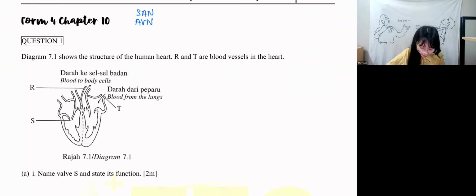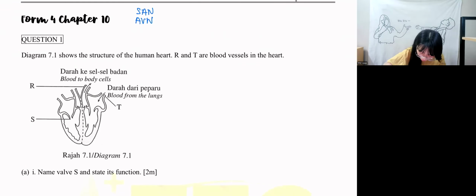Okay, how does it work? When you look at the heart, left is right, right is left. If this is to the body cell, it means that this is oxygenated blood. The blood goes in, the blood goes out. Red color is oxygenated blood. The one in blue color, blood goes in, blood goes out, is deoxygenated blood. We follow the valve direction.